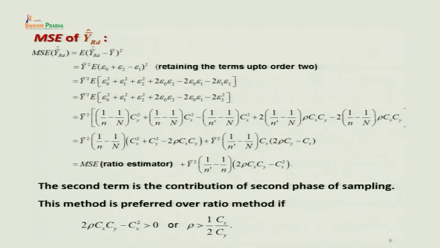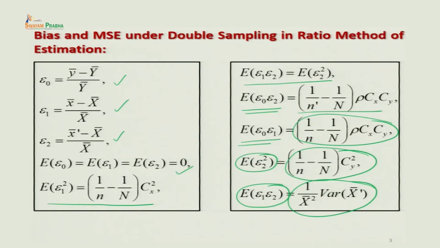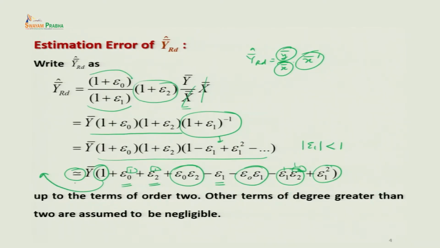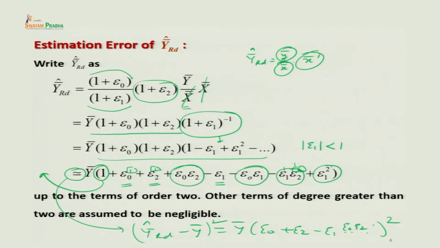Okay. Now I try to find out the MSE. So, you know that in order to find out the MSE, what you have to do? You have considered here the estimation error, right. From here you can write down here y bar RD minus y bar, and then this will become here y bar epsilon 0 plus epsilon 2 minus epsilon 1 something, then you have to take here a square, right. So, you know that if there is a term here like epsilon 0 epsilon 2, and if you try to take its square, then its power is going to be more than 2.